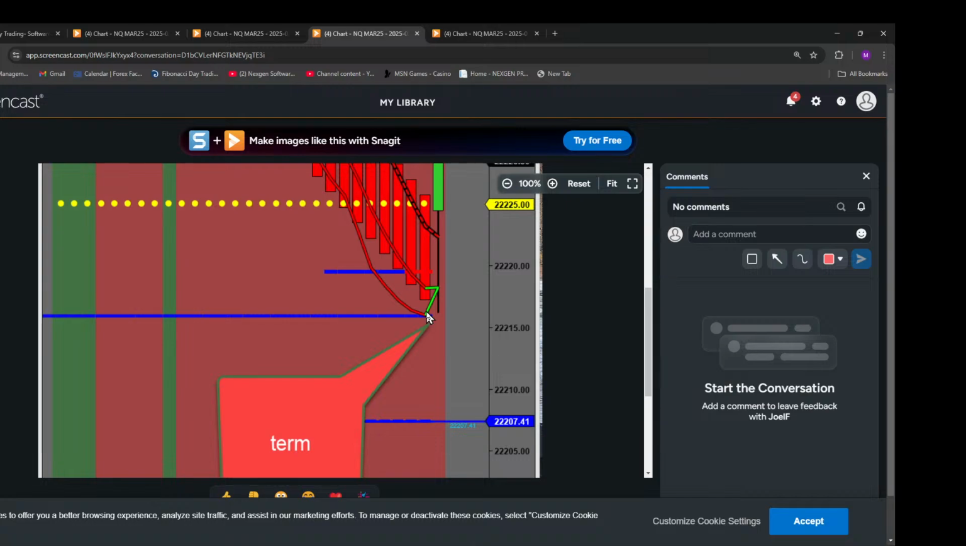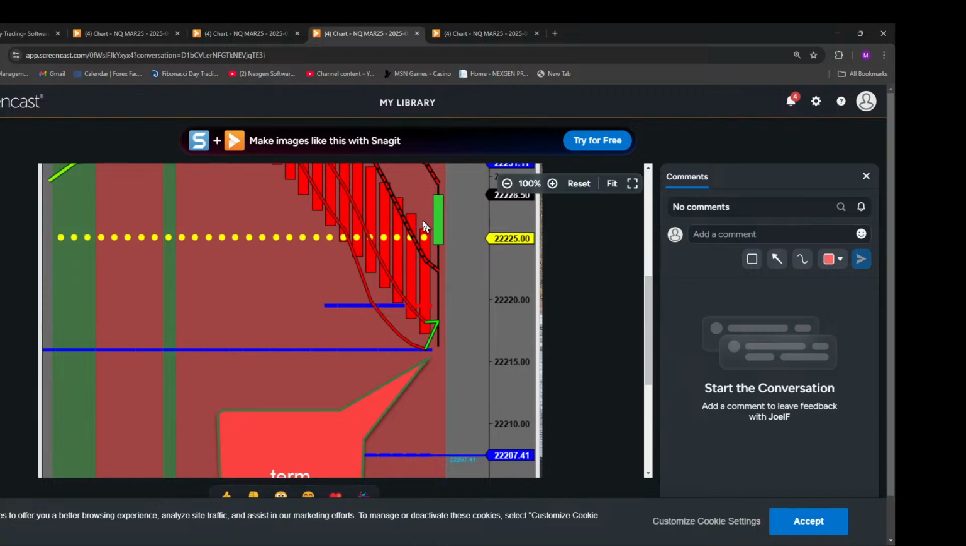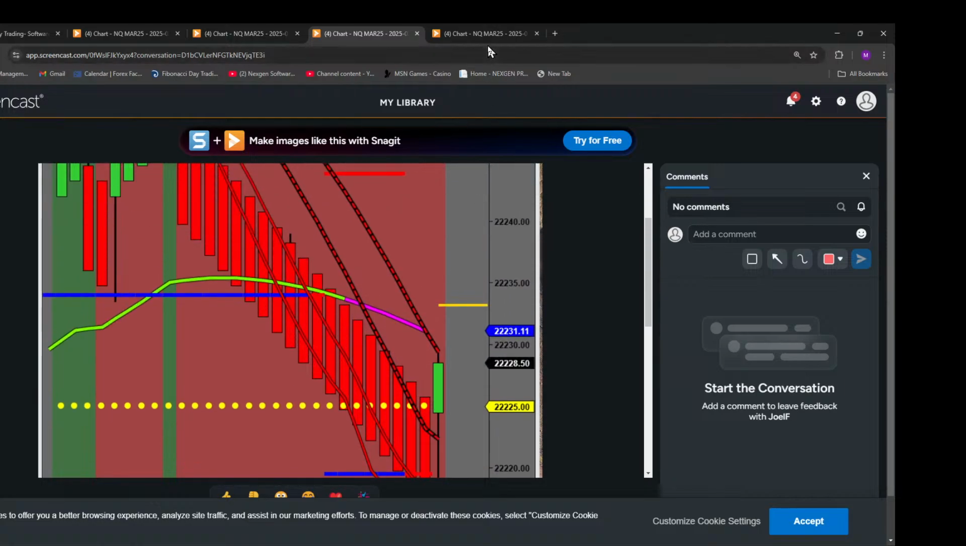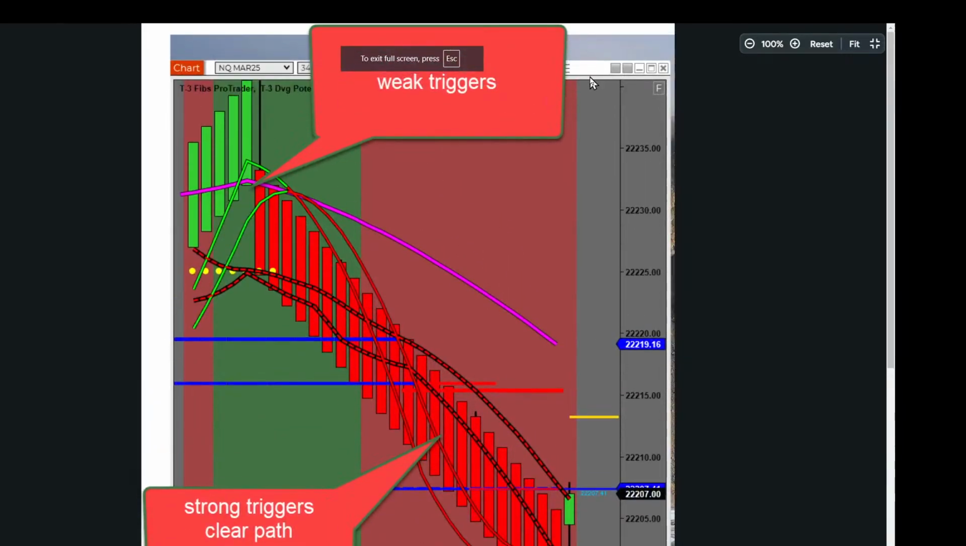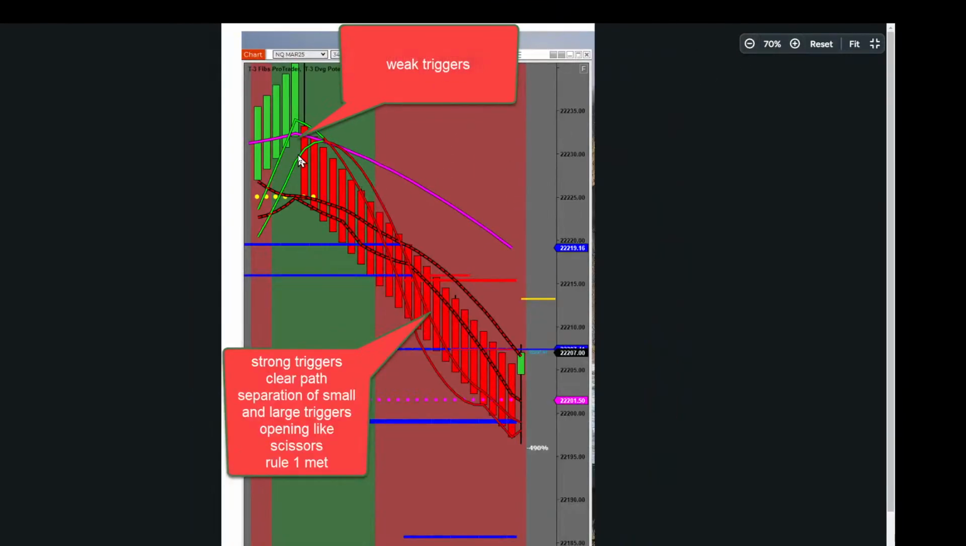Because I don't want to get caught trading into an area that could stop the market. Nexgen shows me exactly where highs and lows could be. My trigger lines tell me whether or not I should be patient. And Joel, perfect pictures, spot on. And then doing it again. Weak triggers, why? Because the colors don't match. Strong triggers, why? Separation of small and large, open like scissors, rule 1 met. Guys, these are the kind of pictures that turn you into a chart reader. These are the kind of pictures that remove hesitation. These are the kind of pictures that set you up for success.